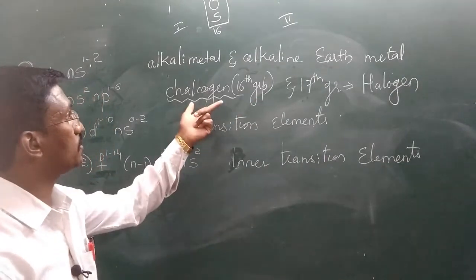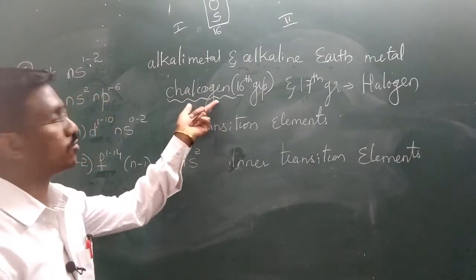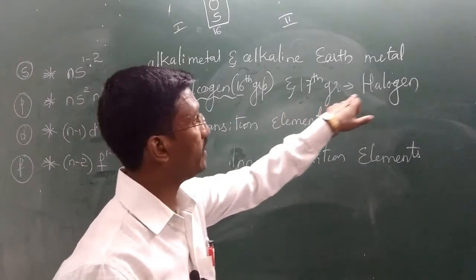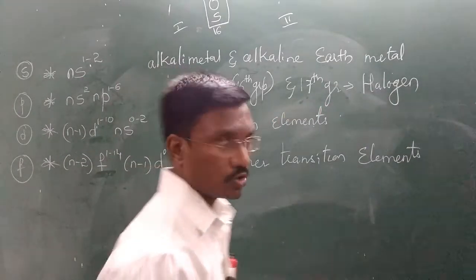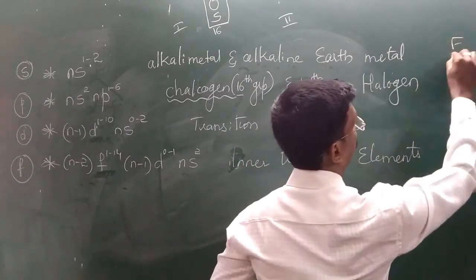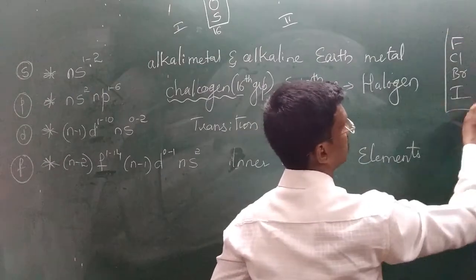What are chalcogens? Which group is called chalcogens? Or give an example for the chalcogens. You may get such questions. So next one is the 17th group. 17th group elements are called halogens. So halogens are the elements which belong to group 17, that is fluorine, chlorine, bromine, and iodine. So these are called halogens.